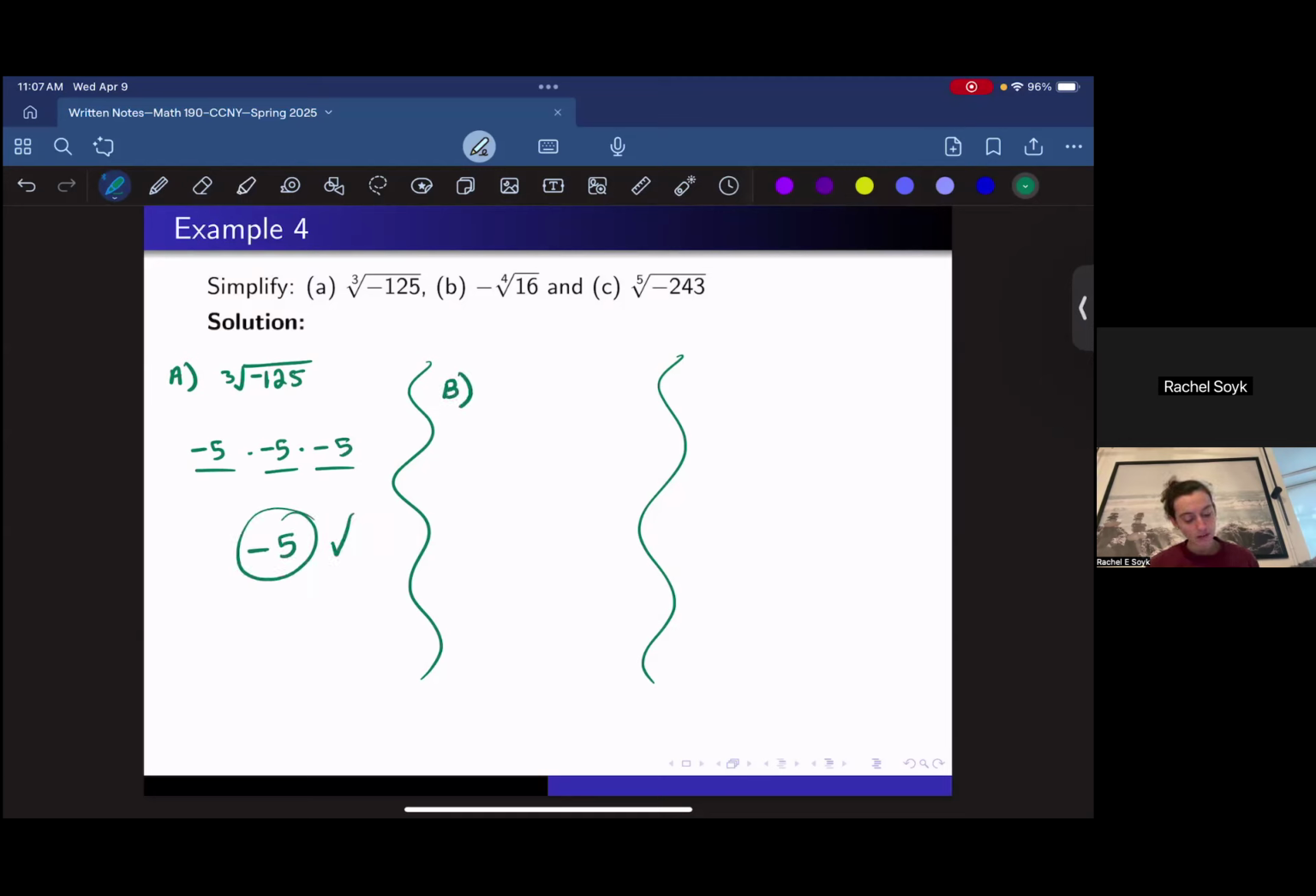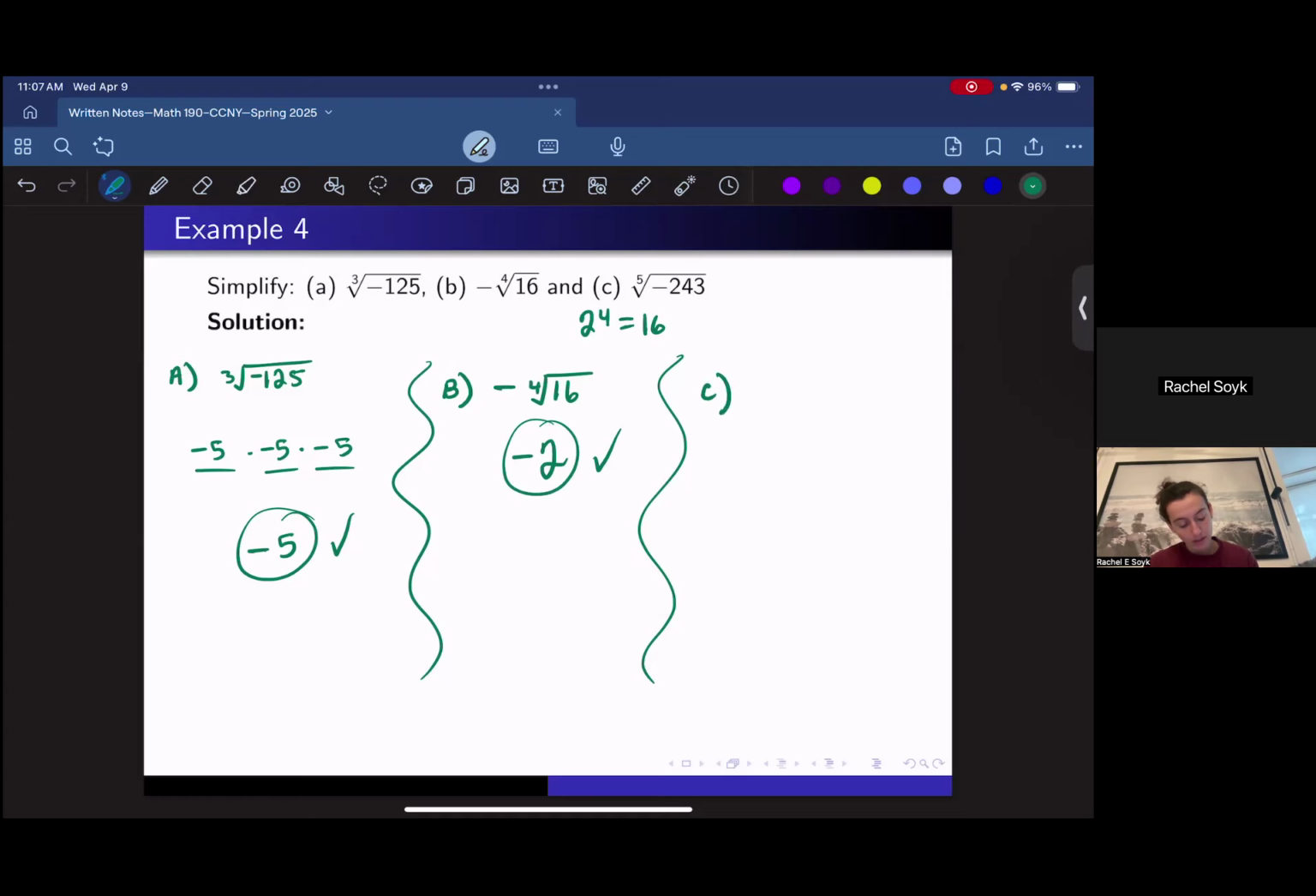Part B, the negative is on the outside, so that doesn't conflict. And then we have the 4th root of positive 16. Well, we know that 2 to the 3rd is 8, which means 2 to the 4th is 16. So the 4th root of 16 is 2. Tack the negative in the front, and we get -2. Done.